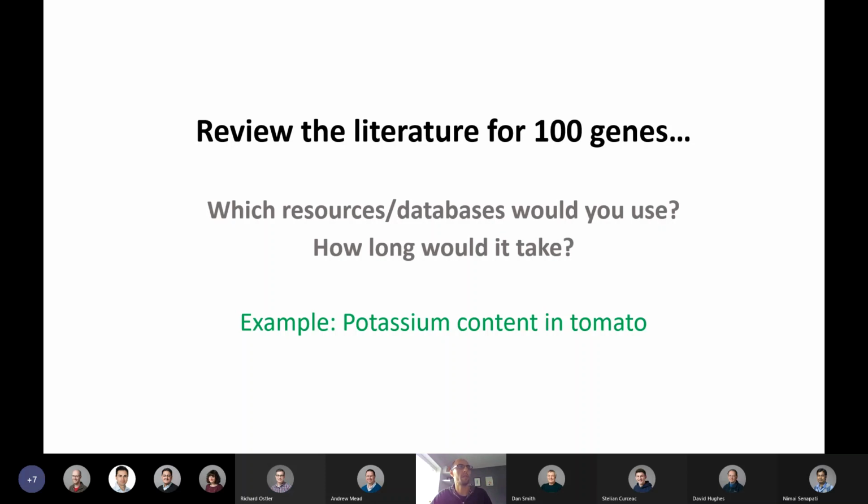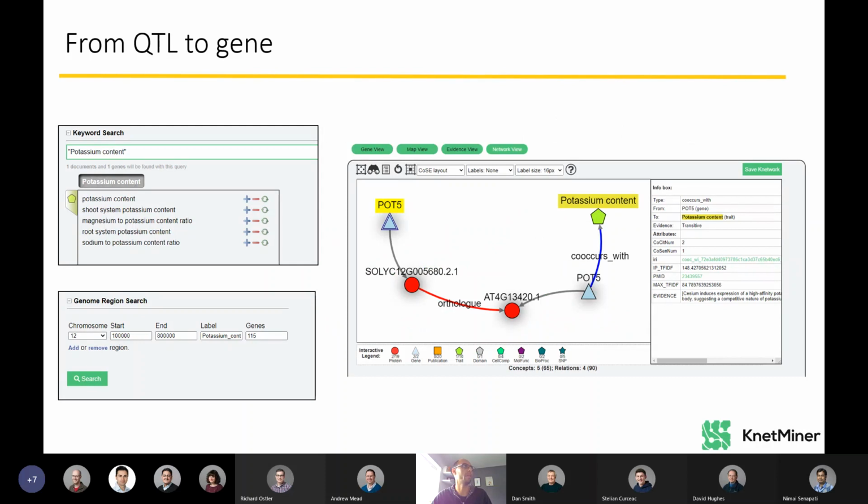So I'm going to show you an example of how this can be automated with NetMiner. The trait I'm going to take is potassium content in tomato.